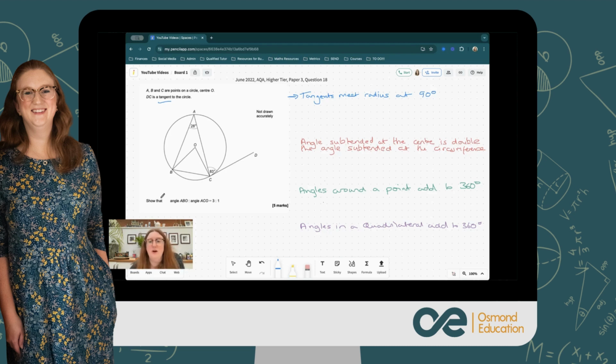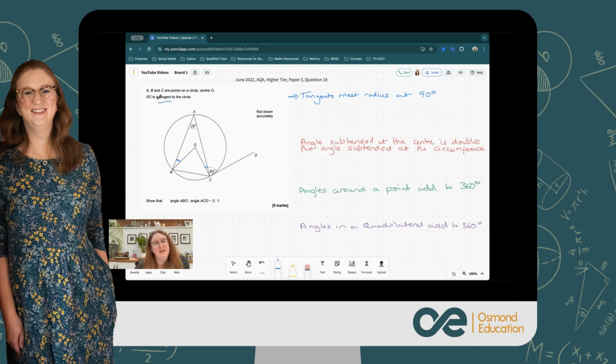The question is also asking me to show a ratio. I've got to show that angle ABO to angle ACO is in the ratio 3:1. So these are the 2 angles that I want to calculate in the question. ACO, which is this one, A to C to O in here, and ABO, A to B to O, which is in this one here. So these are the 2 that I've got to work out. So that gives me somewhere to start.